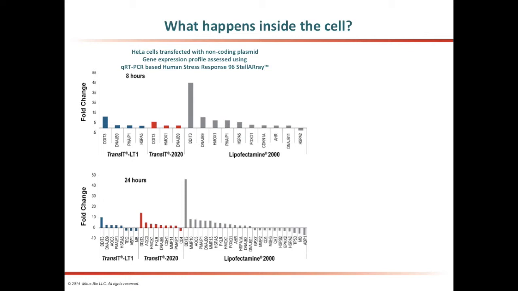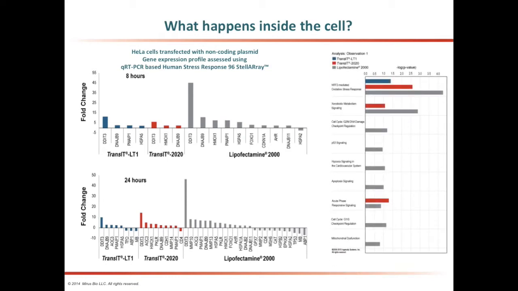Also notably, most of the transcripts that were differentially regulated by transfecting the cells with either plasmid DNA with Transit LT1 or plasmid DNA with Transit 2020 for both 8 and 24 hours were also differentially regulated with the plasmid DNA lipofectamine 2000 treatment. We also performed pathway analysis on these transcripts, and the highest numbers of transcripts fell into the categories of oxidative stress response and xenobiotic metabolism.